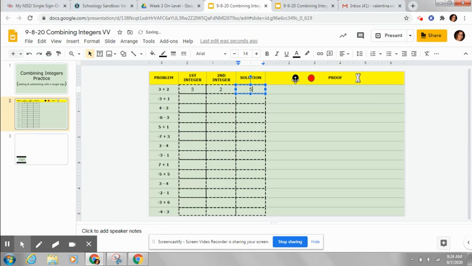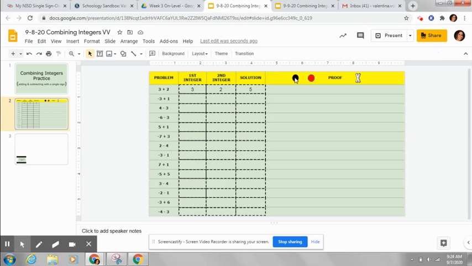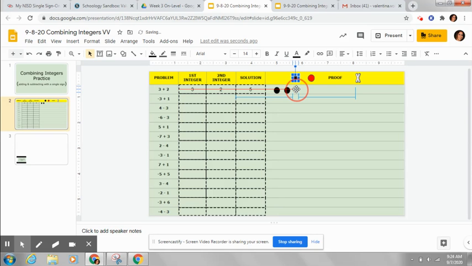Now let's prove that using the counters. So we have 3 positives, so we'll drag one of these positives down. So I've got 1, 2, 3. So that's our 3 positives. Then we're going to drag 2 positives down. So that would give us 1, 2. There are no zero pairs that are going to cancel each other out. So if we count, we have 1, 2, 3, 4, 5 positives. That proves our answer of 5.